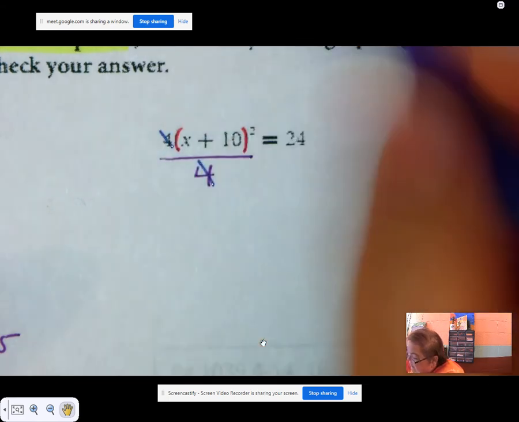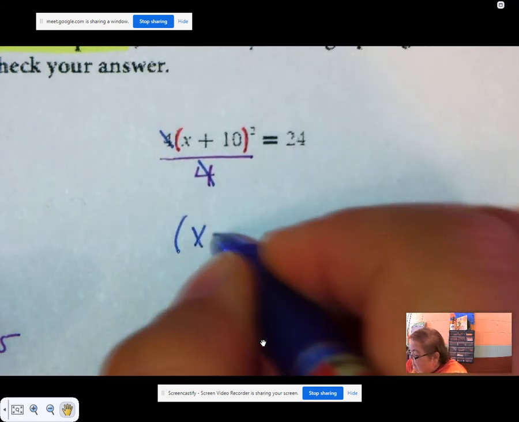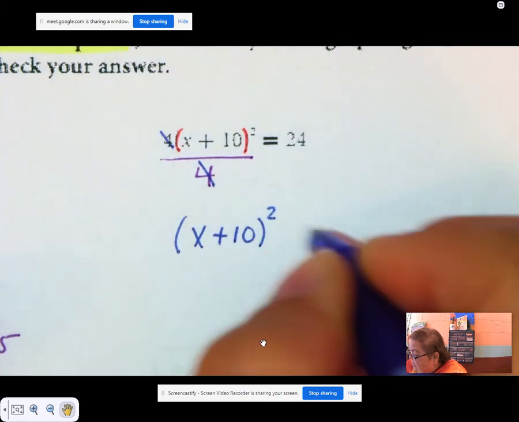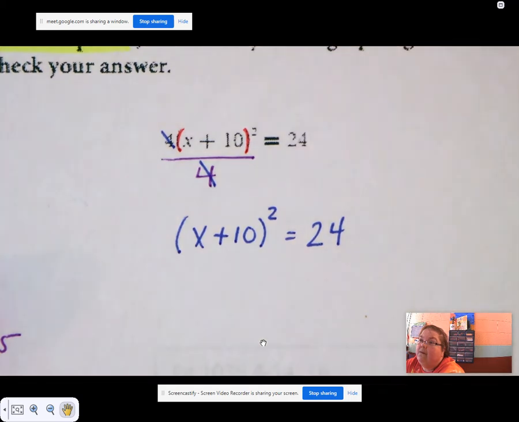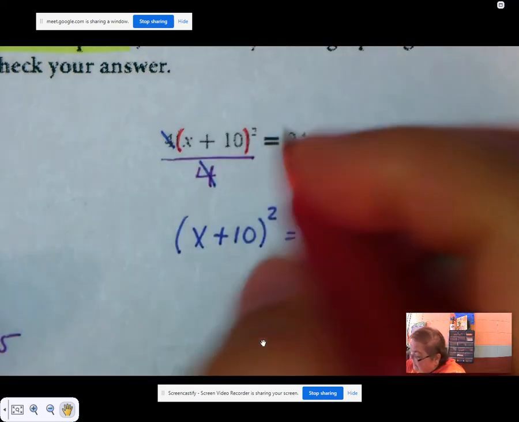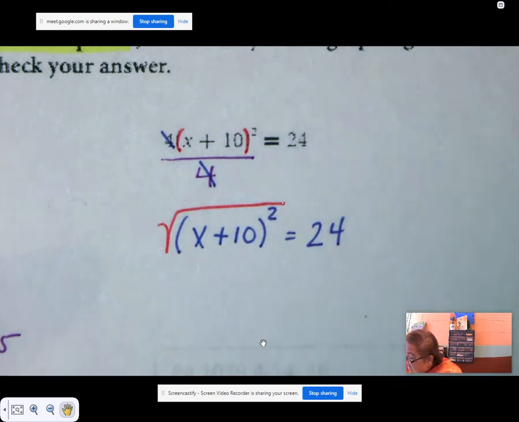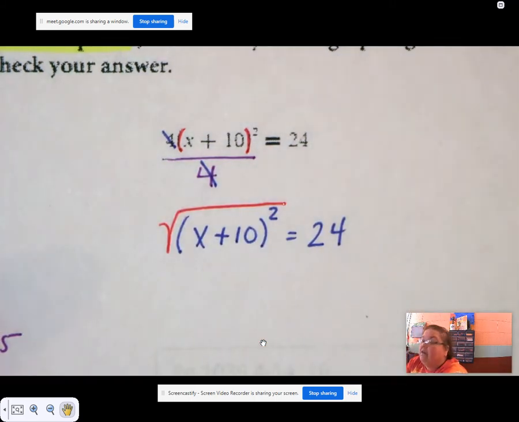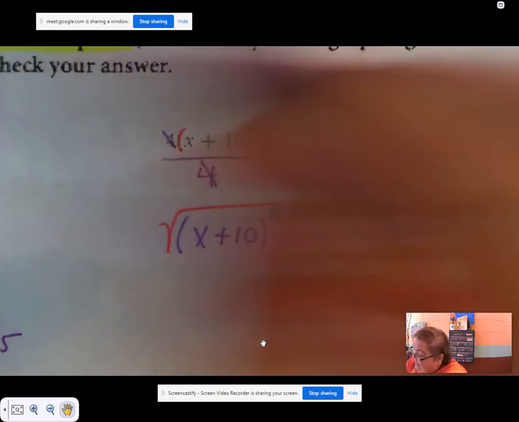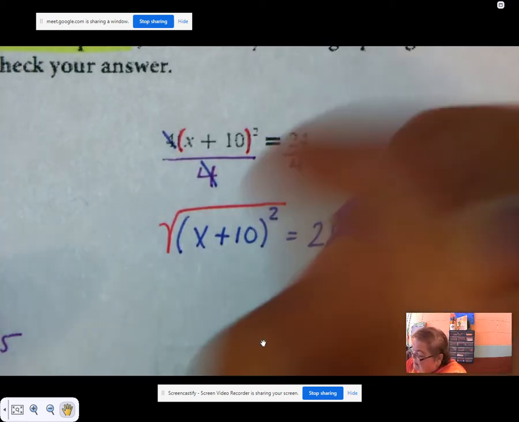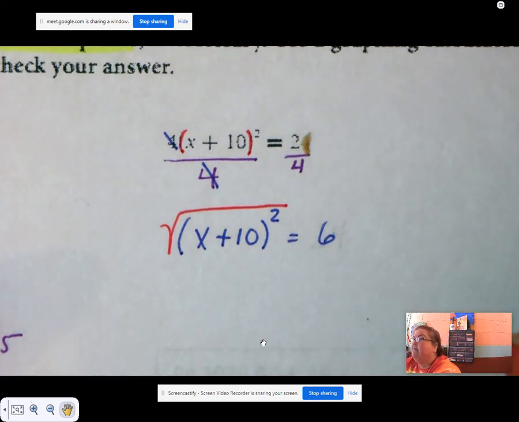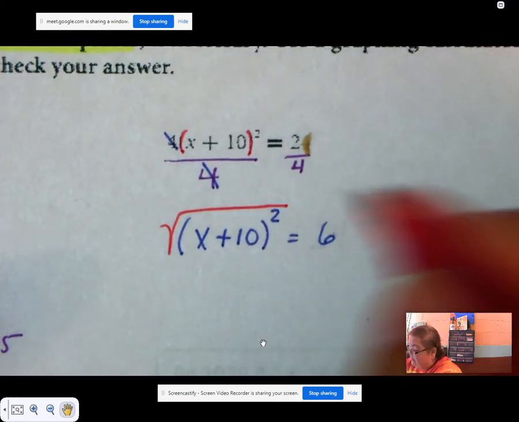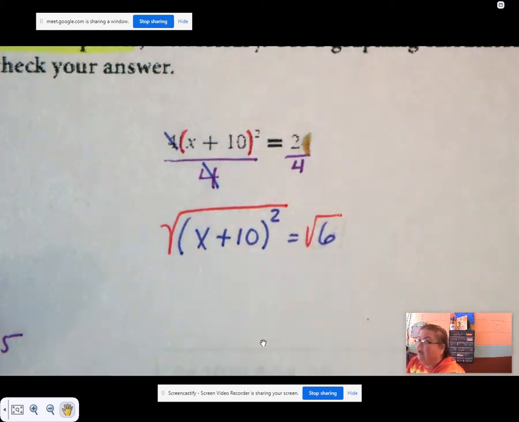4 divided by 4 is 1. X plus 10 squared equals 24. And then what would I do? You are correct. Divide by 4. Excellent. And that would be what? 6. Yeah, there we go. Excellent. That's why I typically divide at the same time. I don't know, I got excited. And now we take the square root of both sides.